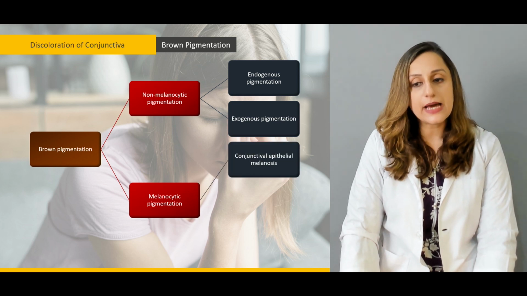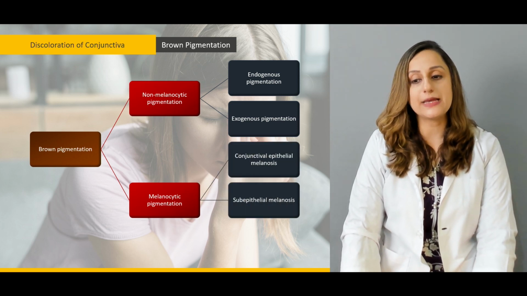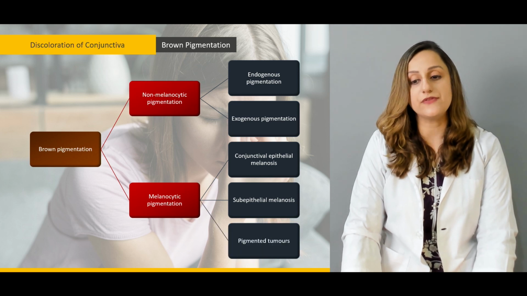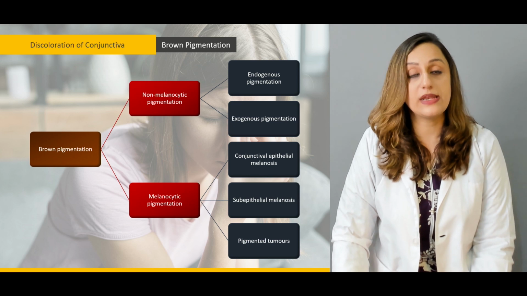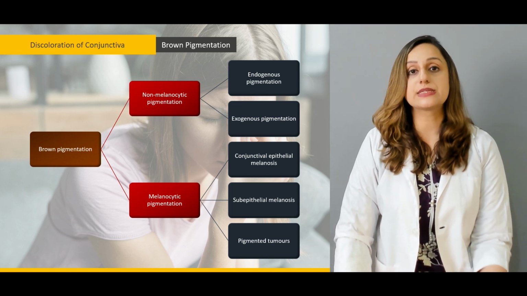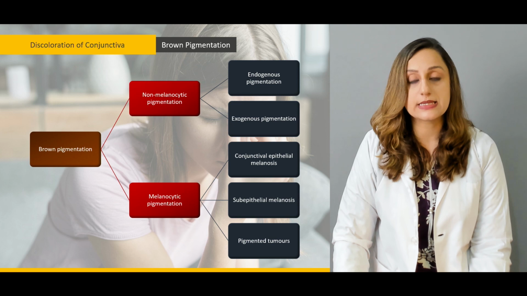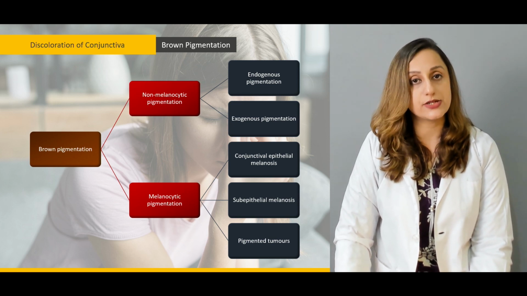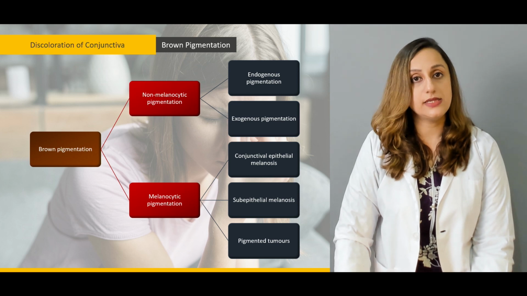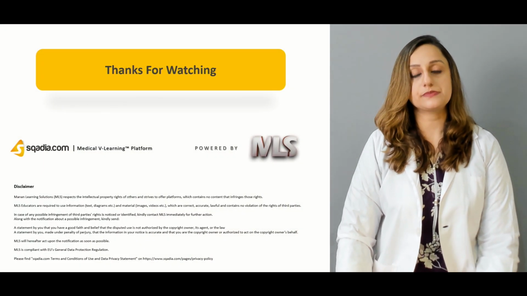The conjunctival epithelial melanosis is important, subepithelial melanosis, and then we have the pigmented tumor. So it's not always a benign case. Whenever we have the brownish discoloration, it's not always a benign case. It can be the pigmented tumors that are occurring at the conjunctival level.